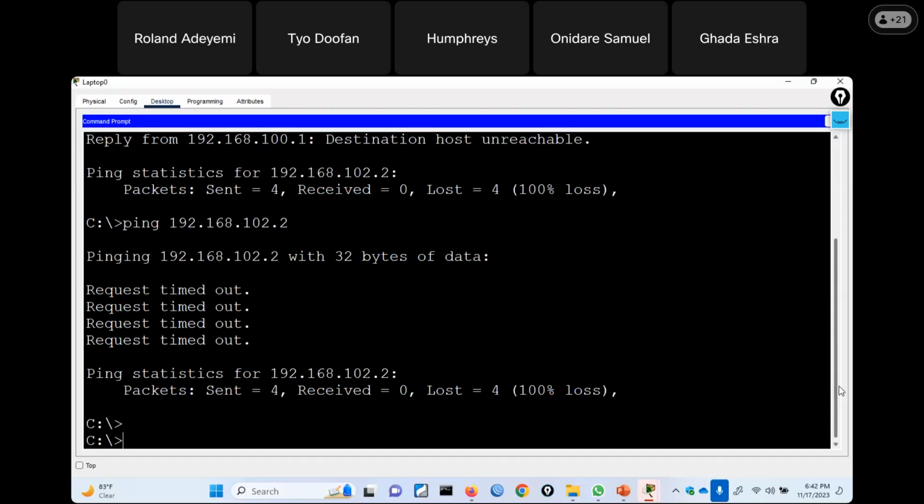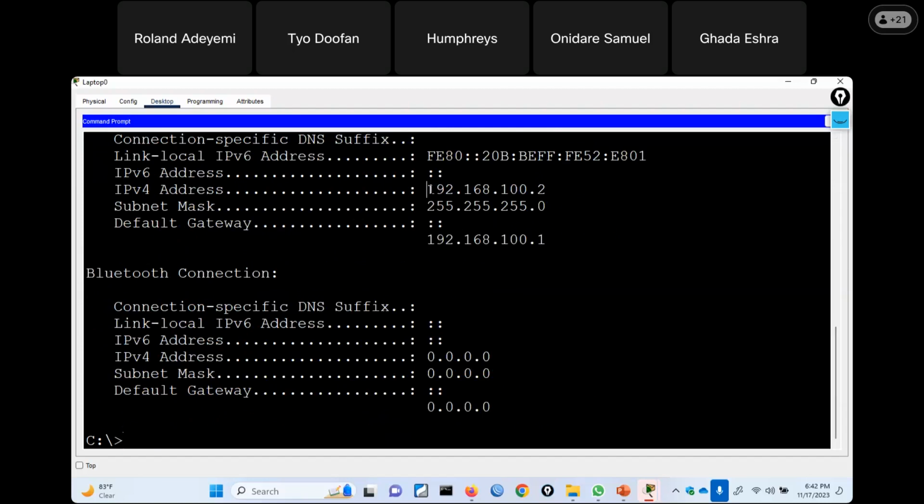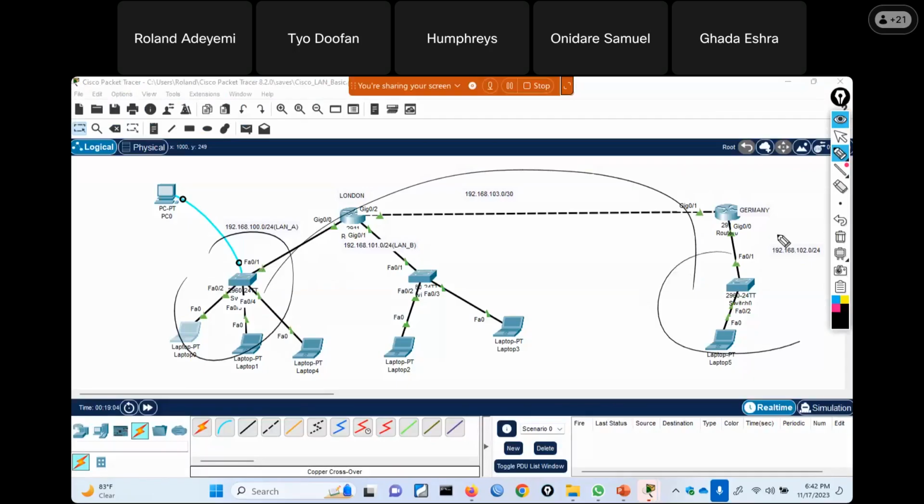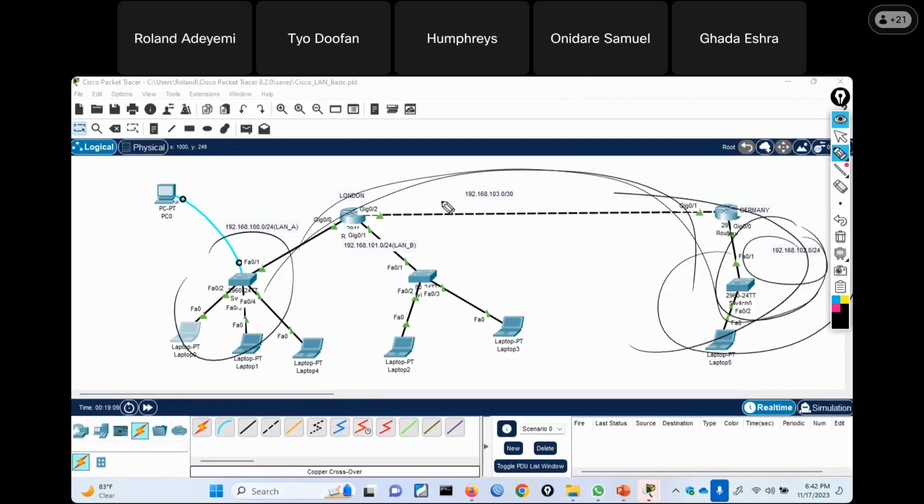Let me show you. This computer we're pinging from belongs to which network? ipconfig. This guy belongs to the 192.168.100.0 network. We are going to Germany to ping somebody under Germany. Watch out. We want to go to Germany to ping somebody from here. When the reply message is coming back, this Germany router doesn't know about this network in its routing table, so it can't bring a reply for us. We cannot get a reply because the Germany router does not know where to drop the message.